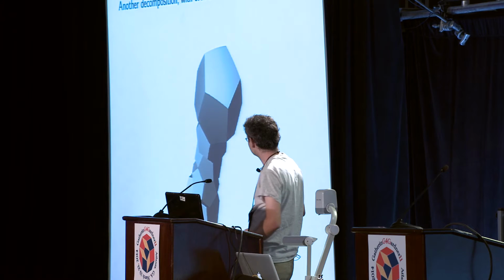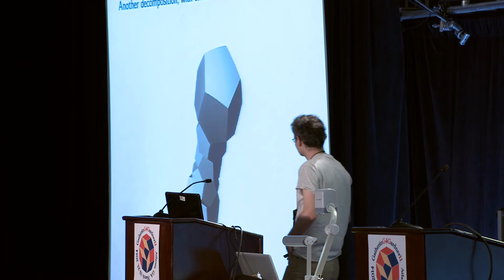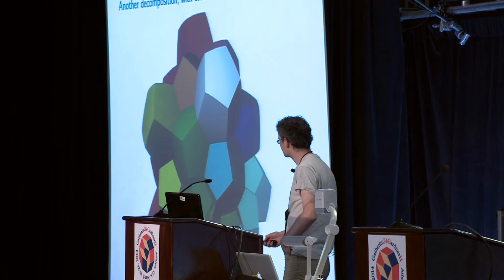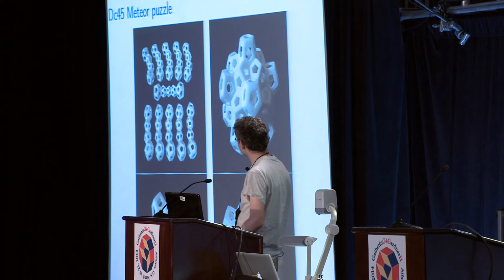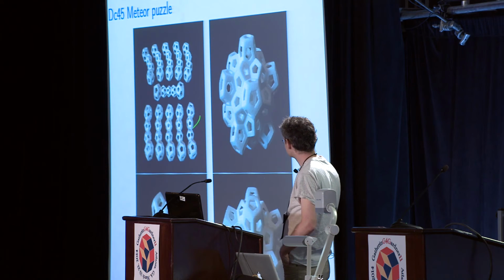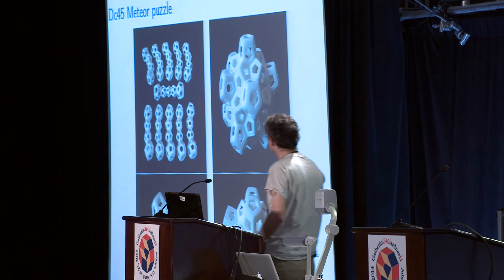So what else can you do? So here's another decomposition. We start with this sort of straight rib piece, and then you can arrange 5 small ribs around there, and then another 5 around here. And this is a puzzle we call the DC45 meteor puzzle. These 11 pieces have to be combined together to form this object with dodecahedral symmetry.